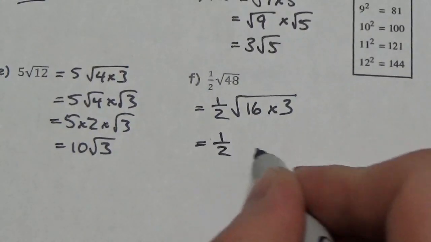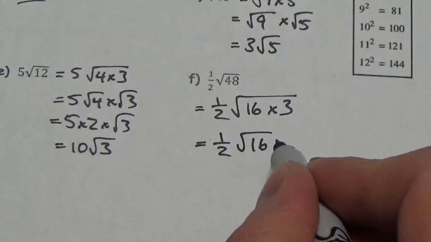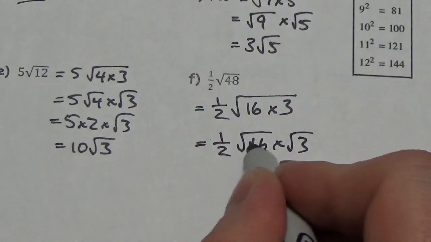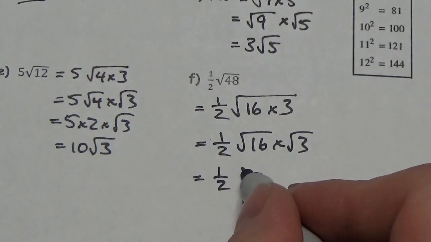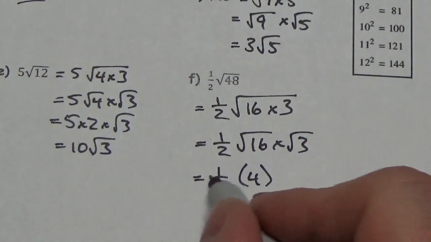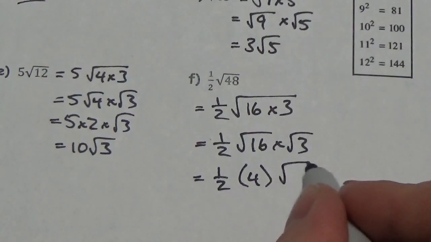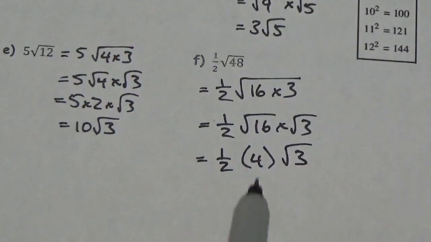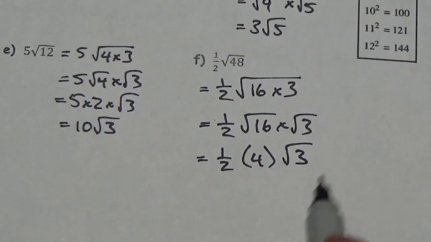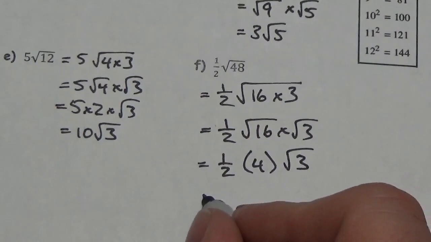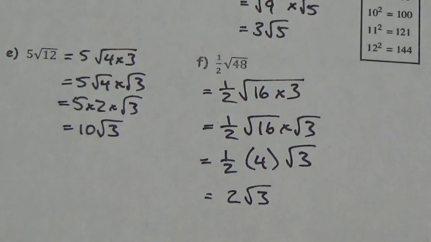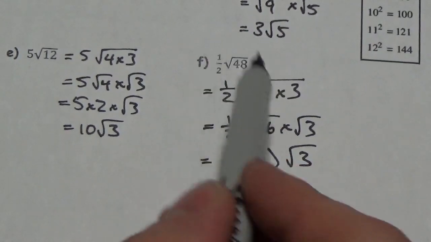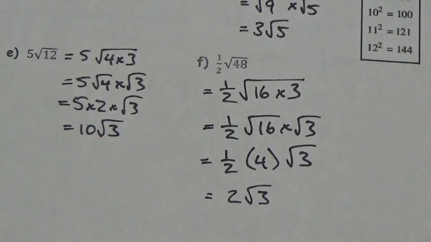So I can split that up and make that root 16, 1/2 times the root of 16 times 3. I know that the square root of 16 is 4, so it's going to be 1/2 times 4 times the square root of 3. And notice I can use parentheses here to basically imply the multiplication there. And 1/2 of 4 is 2 multiplied by root 3. And so that's what that radical would look like in simplest form.